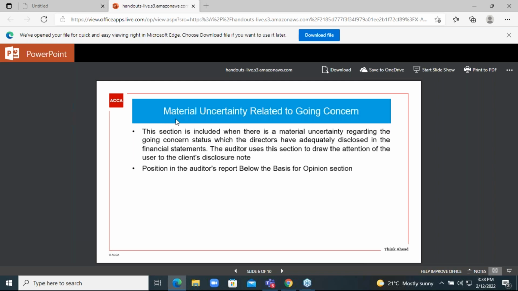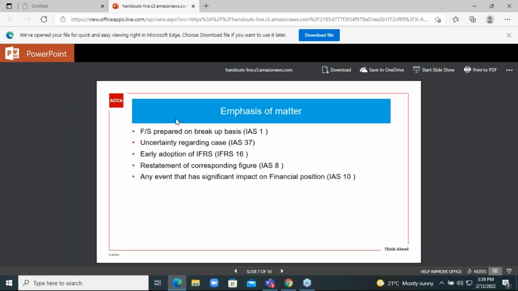So there is no material misstatement. This is an important point to understand. Also, the emphasis of matter paragraph. All these factors relate to the emphasis of matter paragraph, like if financial statements are prepared on a break-up basis because the entity is not a going concern, then it's a correct application. If there is an uncertainty regarding IAS 37 and it is properly recorded and presented, then there is no material misstatement. Early adoption, no misstatement. Restatement of corresponding figures according to IAS 8, once again the same scenario. And any event according to IAS 10 that needs to be adjusted or disclosed.